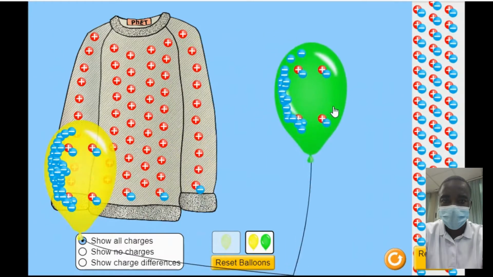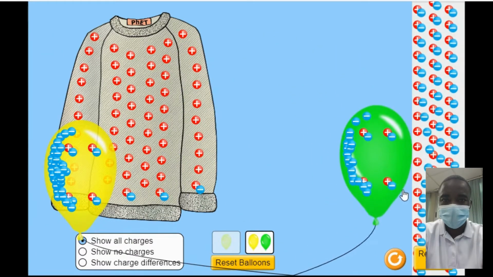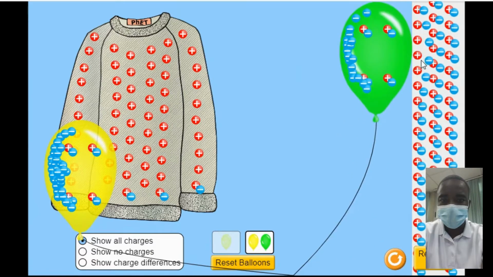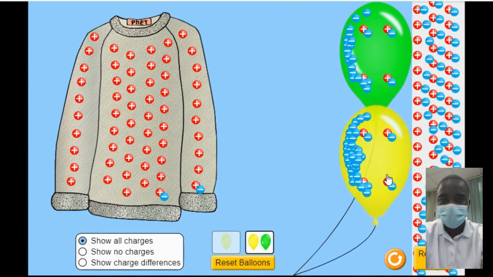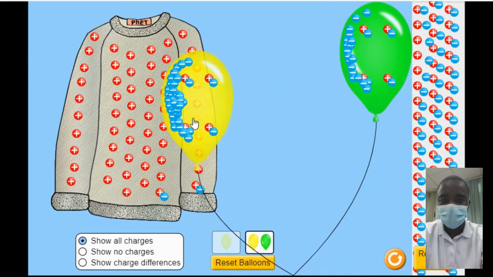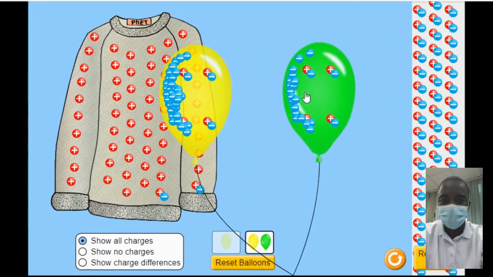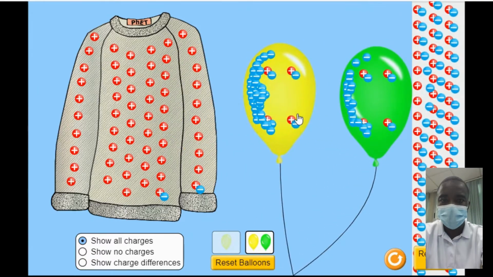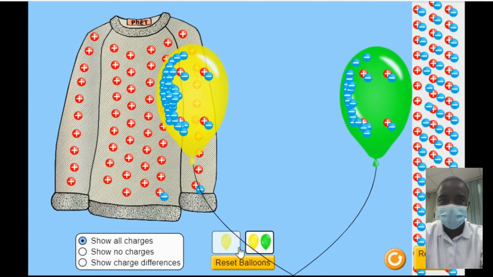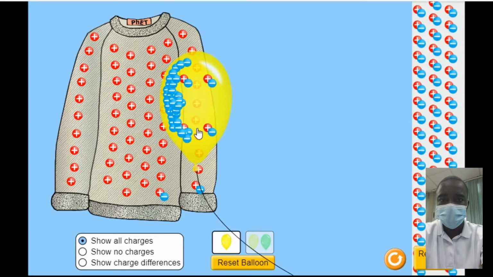When a charged material is brought near a neutral object, the charges on the material will induce charges on the surface of the neutral object. The charges on the surface of the neutral object will be of the same type as the charges on the material. If the material is charged with positive charges, the induced charges on the surface of the neutral object will also be positive. If the material is charged with negative charges, the induced charges on the surface of the neutral object will also be negative.